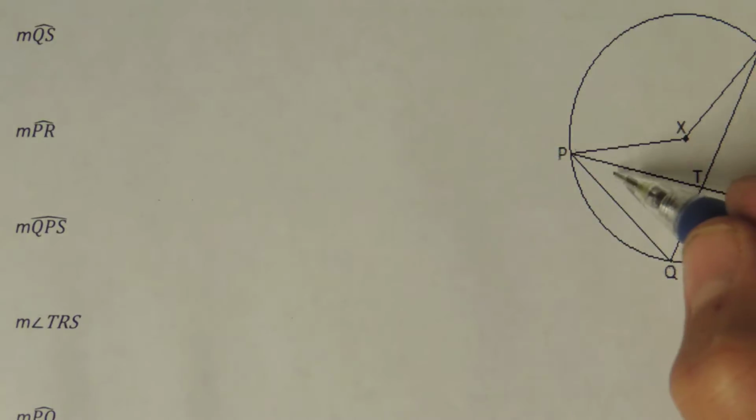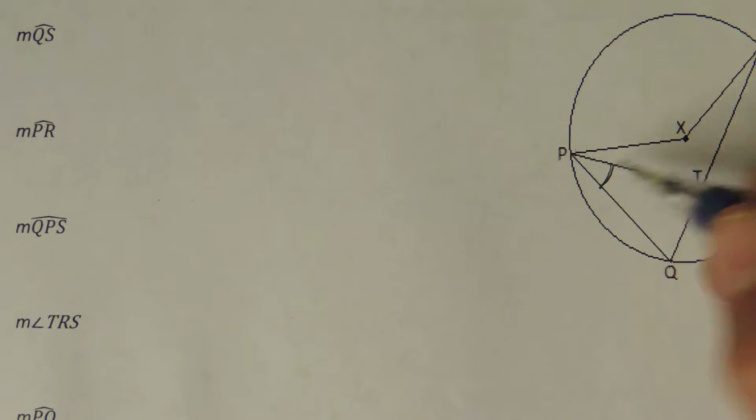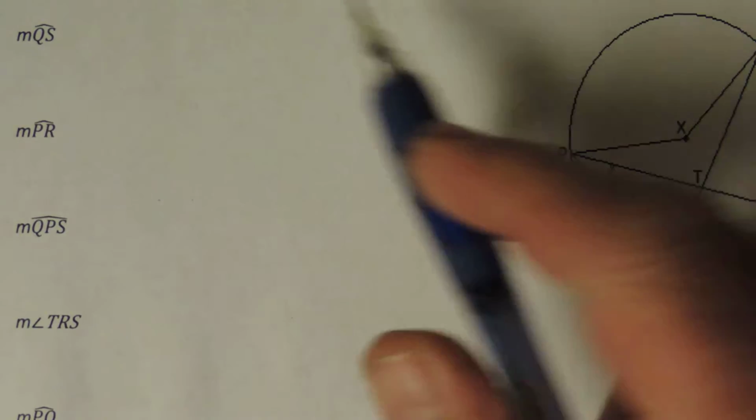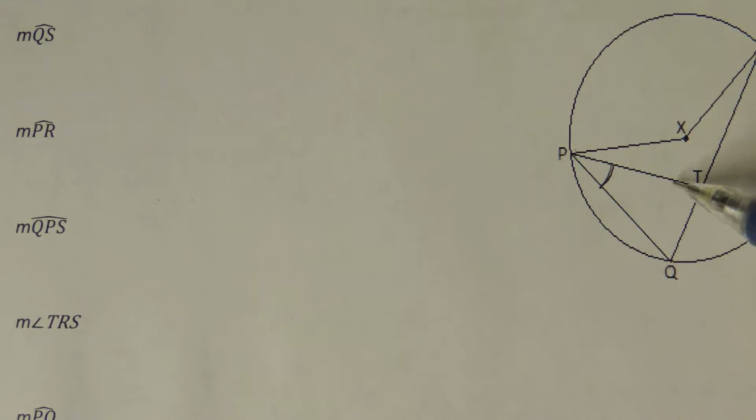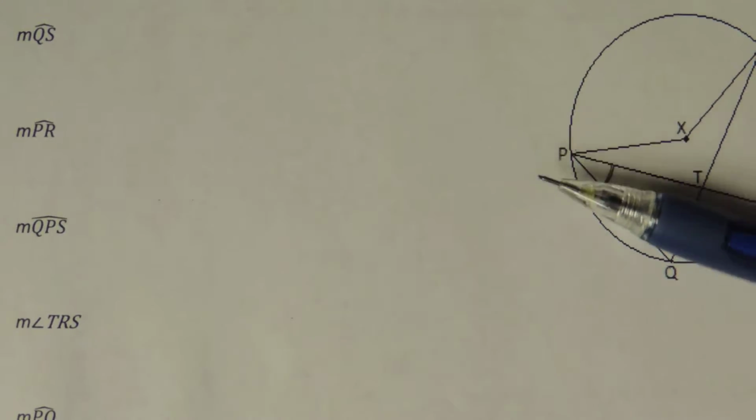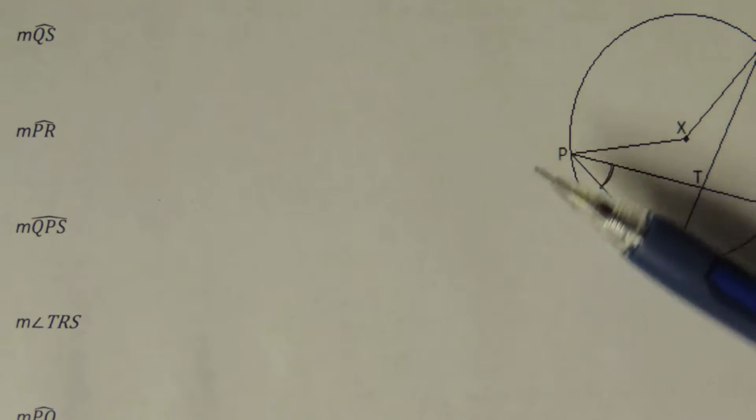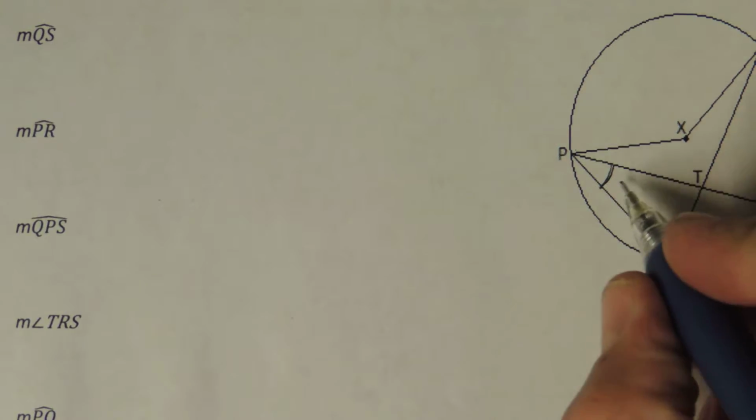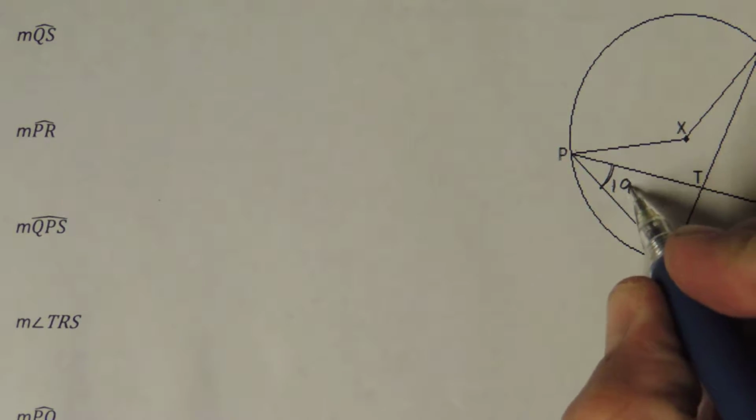is 19 degrees. And since in TPQ, P is the vertex, P is not the center, so that has to be the vertex. So I'm looking at this segment and this segment. I'm looking at the number of degrees between those two segments. If I rotate one to the other, that's the number of degrees. So I know this is 19 degrees.